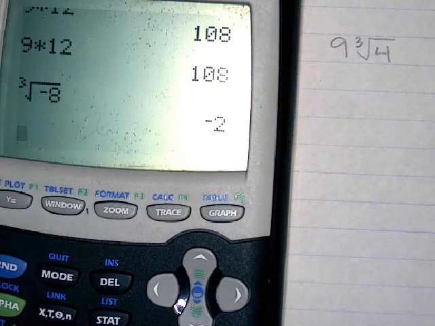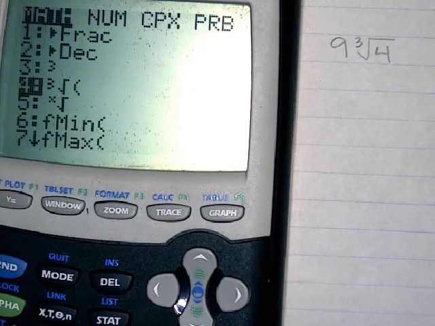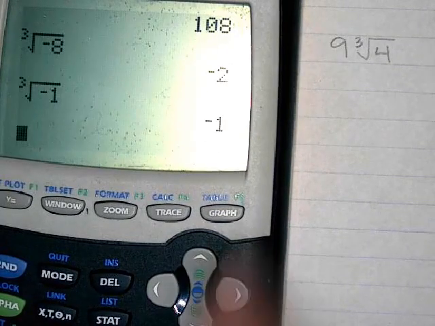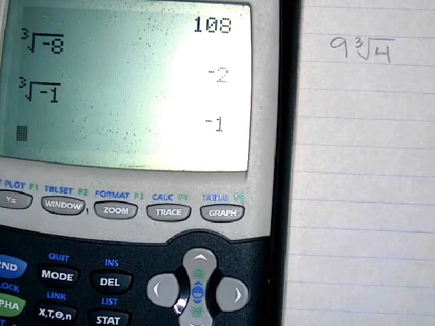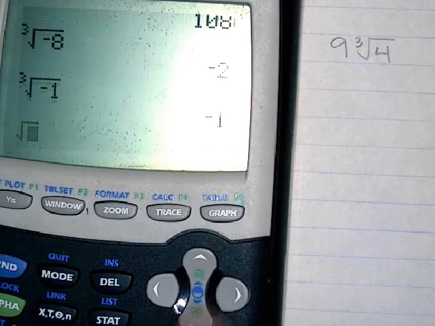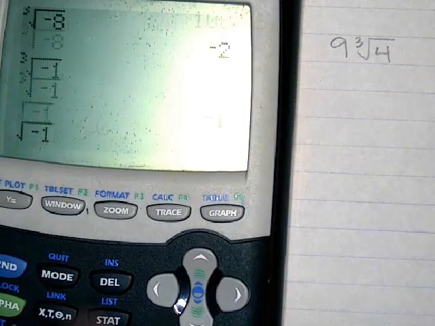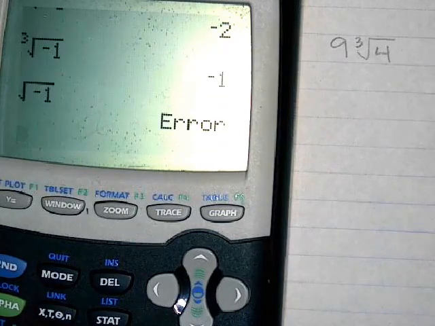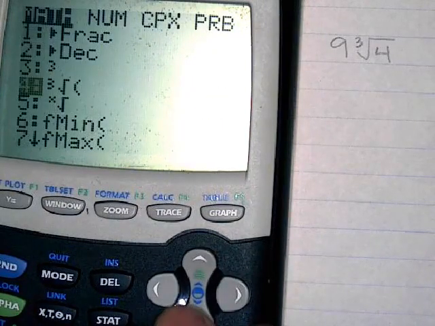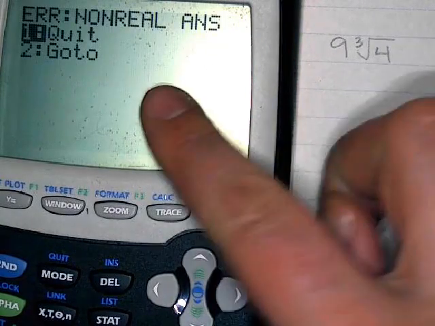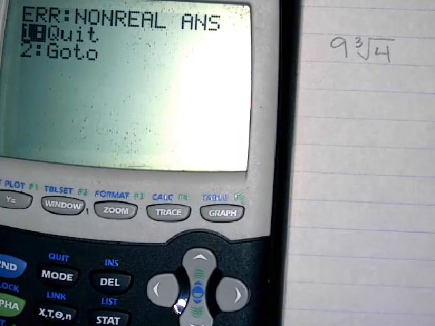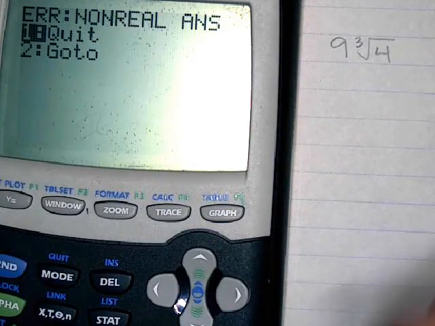If I wanted to cube root negative 1, that's not an issue because negative 1 multiplied by itself 3 times is still a negative. It's only an issue if you do it with a square root. That's going to be an issue. If we do it with a 4th root, that's going to be an issue. So our even number roots can't have negatives, but our odd number roots can. So that's what we just have to watch out for.